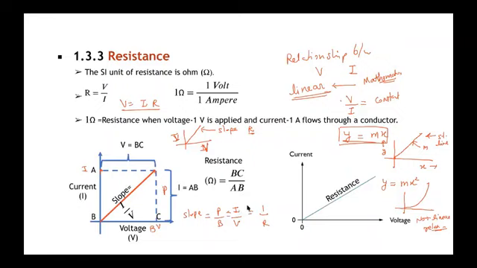Because if I have V here and I here, then I can say that V by I is R, right? Now because I'm using current here and voltage here, this is 1 by R. Or you can just say that it will always be a constant. Okay, so moving forward.